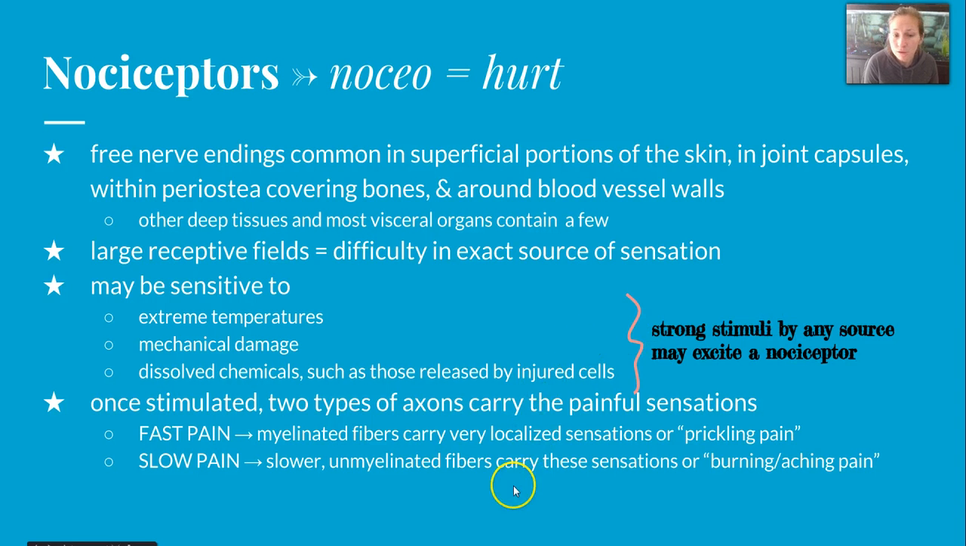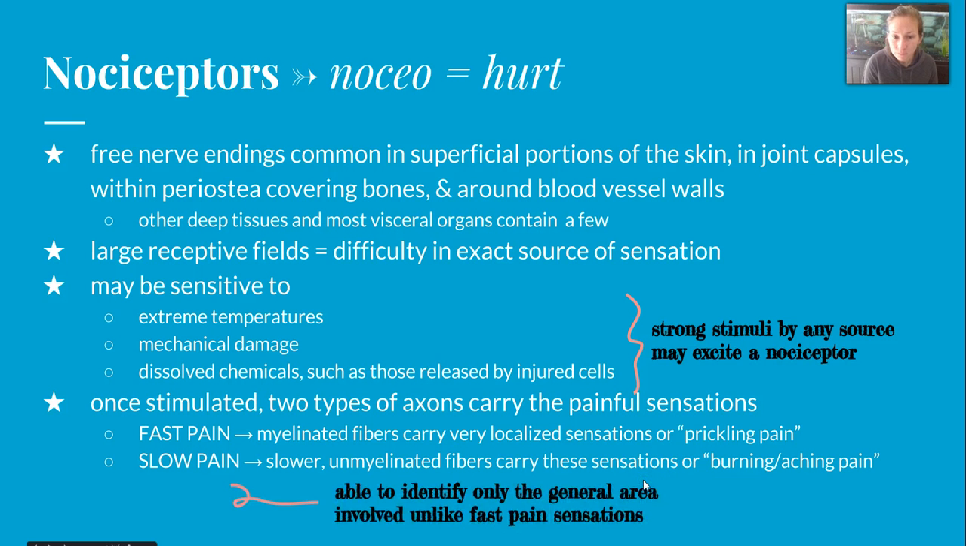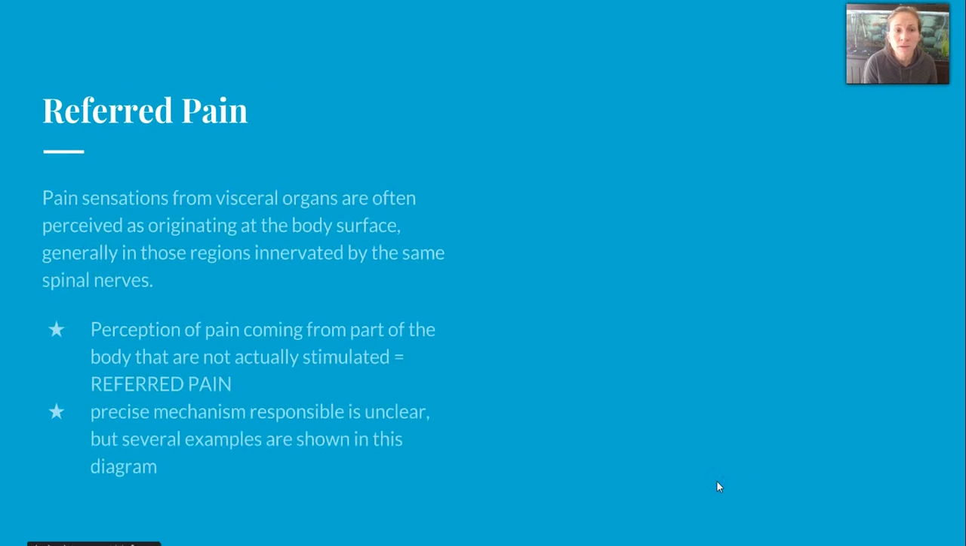Once stimulated, there are two types of axons that can carry that painful sensation. The myelinated fibers carry very localized sensations, are prickling pain, and we call those fast pains. Slower unmyelinated fibers carry these sensations, our burning, aching pains, as a slow pain axon. And they're able to identify only a general area in the slow pain type, unlike the fast pain that's more localized.